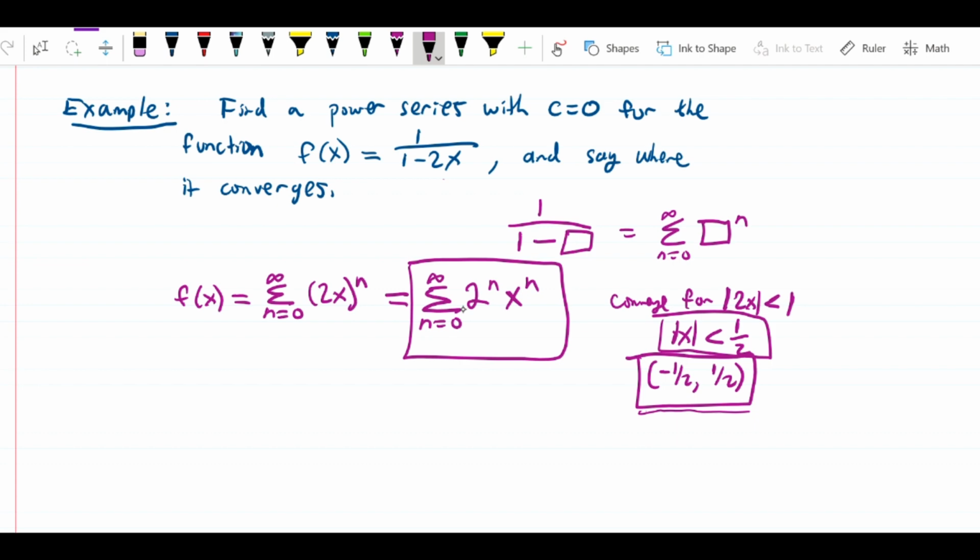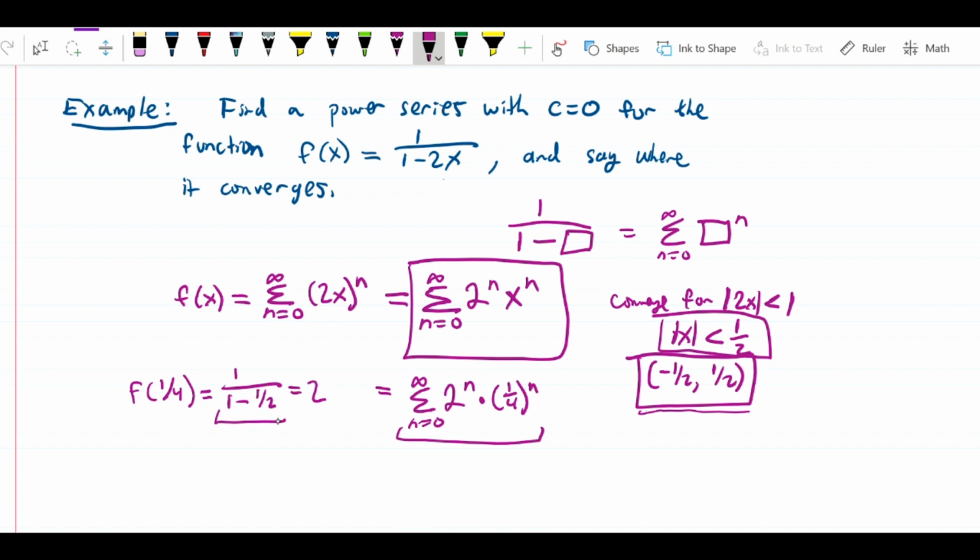So if I wanted to know, for example, what is f of 1/4, that would equal 1 over 1 minus 2 times 1/4, which is 1 half. So that's going to be 1 over 1 half, which is 2. That would also be equal to the sum from n equals 0 to infinity of 2 to the n times 1/4 to the n, which when we simplify just comes out to 1 half to the n. So the point is that this is going to equal this. They are the same calculation as long as we stay within this interval of convergence.